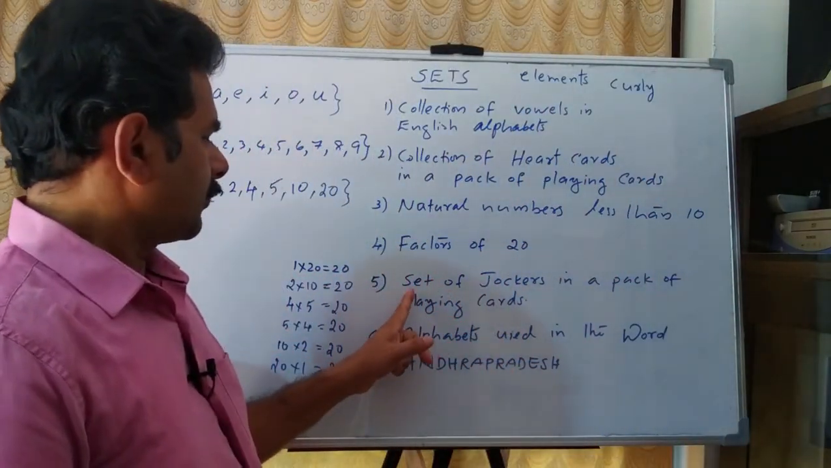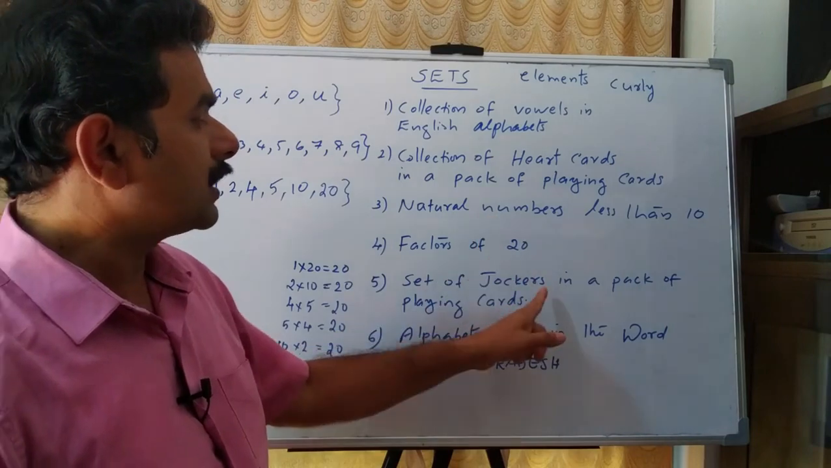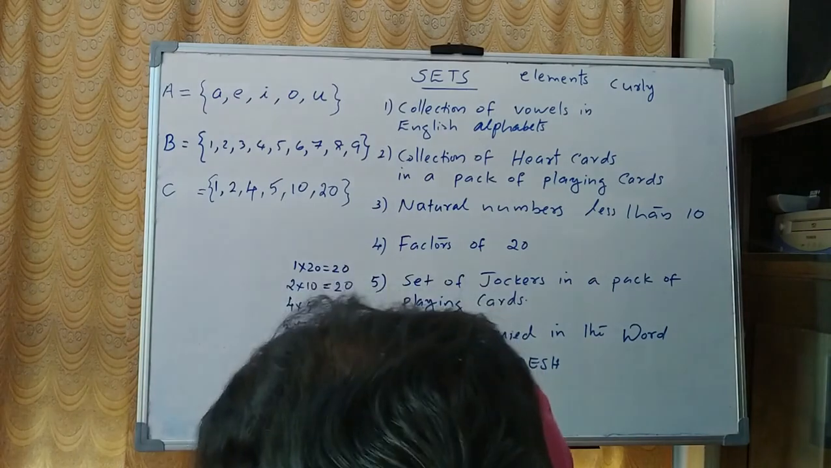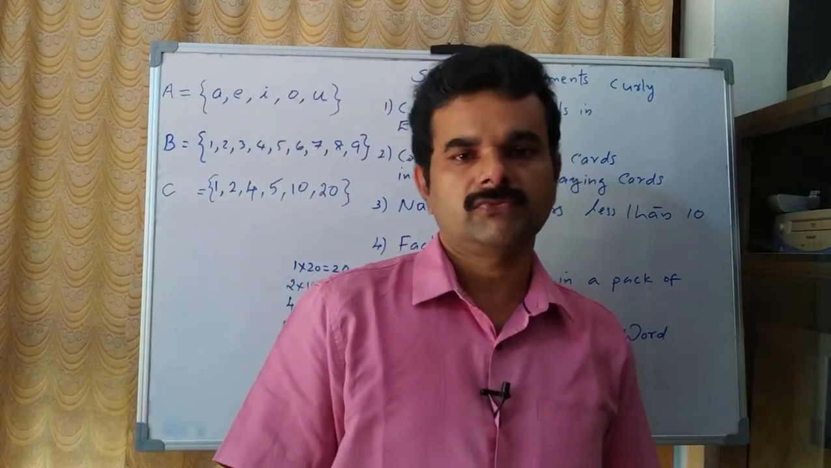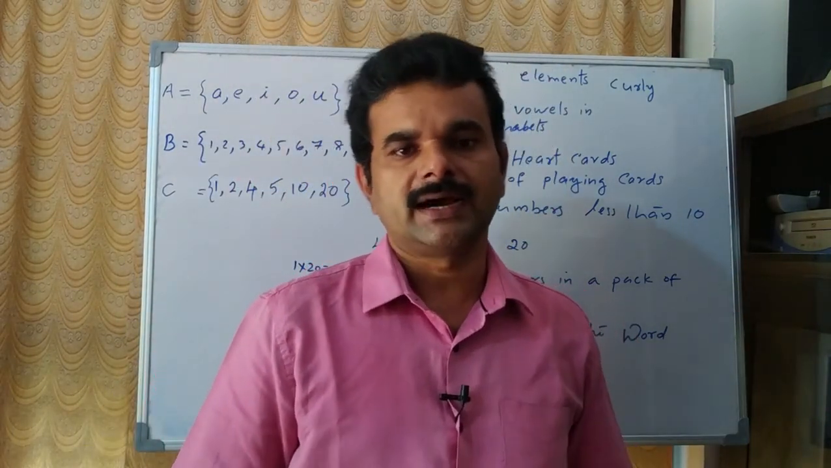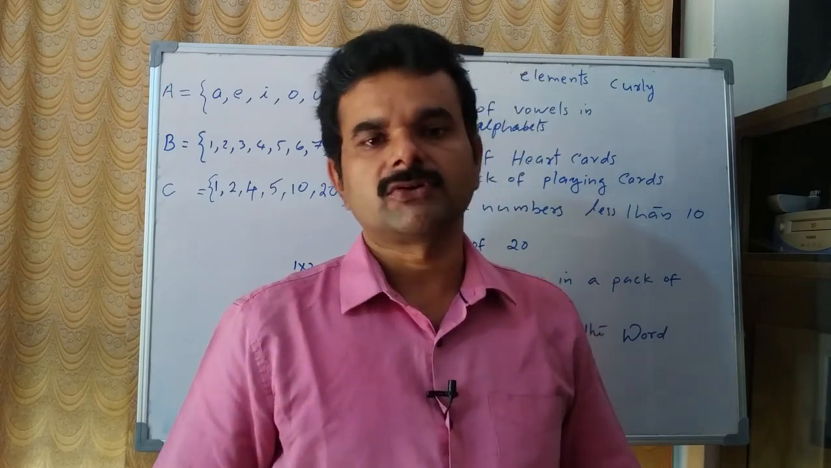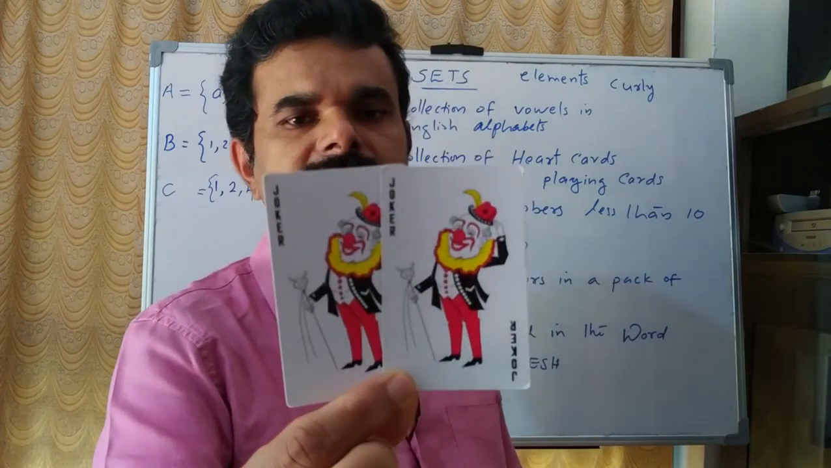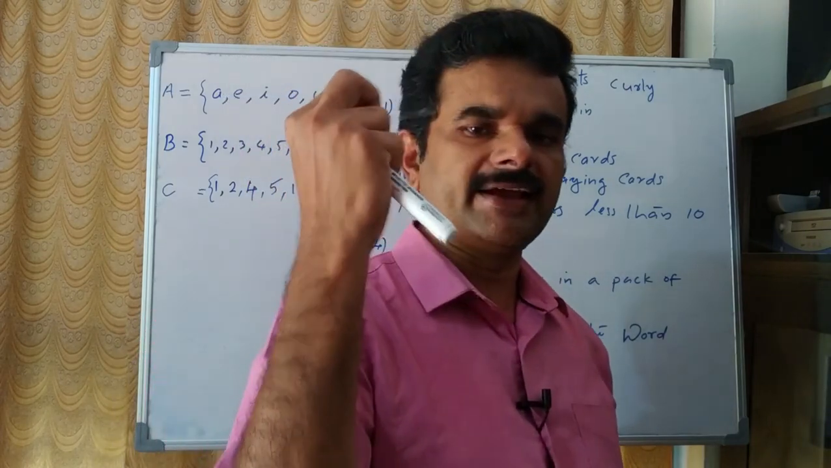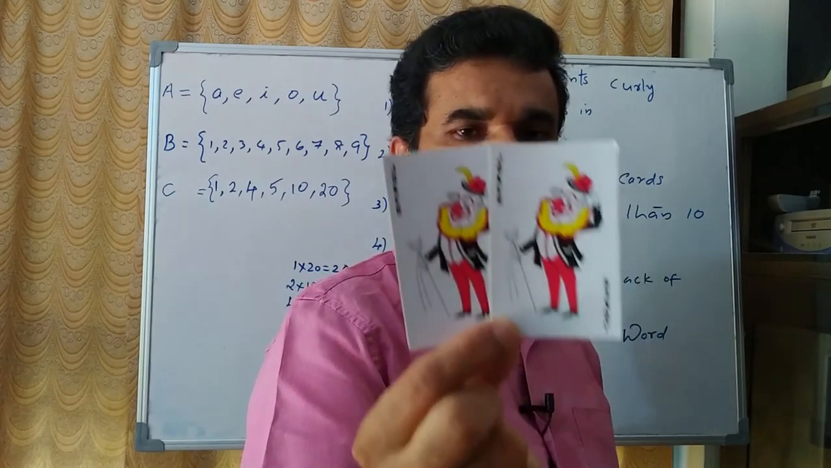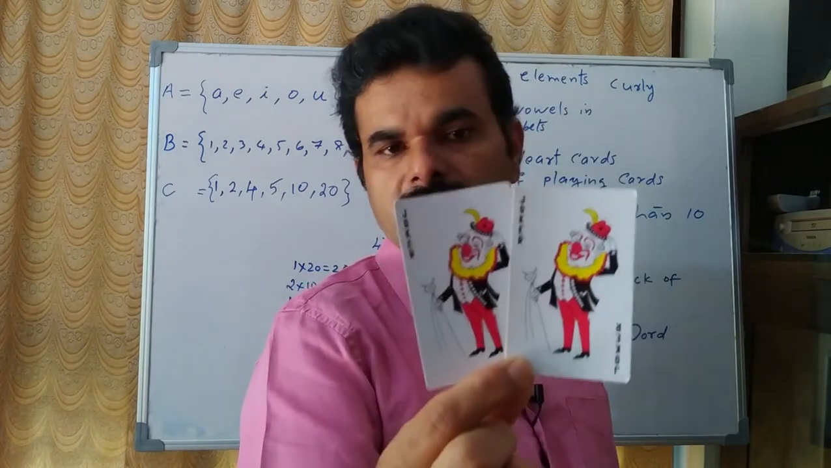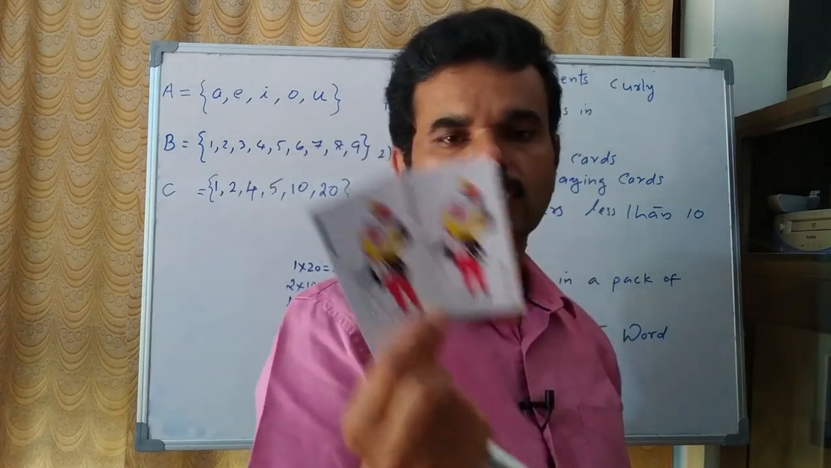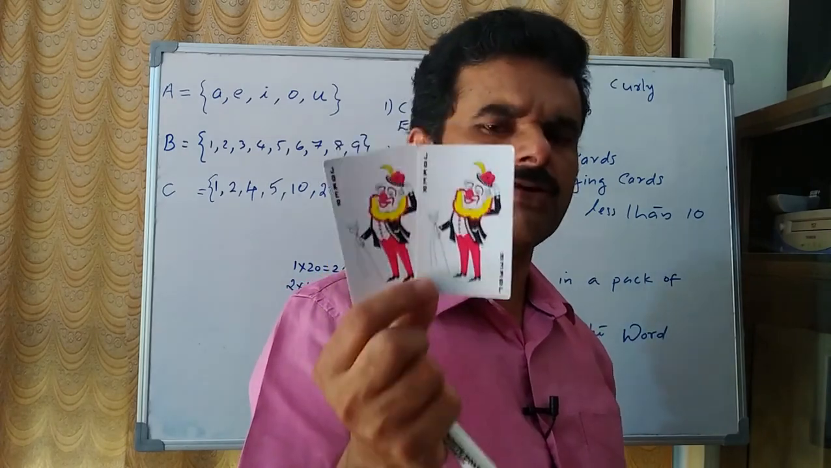Then look at another example, set of jokers in a pack of playing cards. As we said, a pack of playing cards consists of 52 cards, and when we are searching for joker cards, we will get these two cards, and in every pack of playing cards there will be these two cards called joker cards. It is very clearly defined. You can't see other jokers in a pack of playing cards.